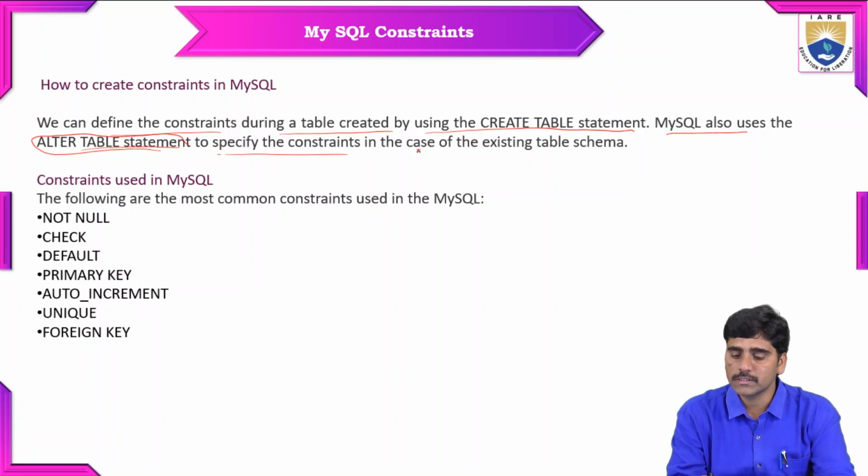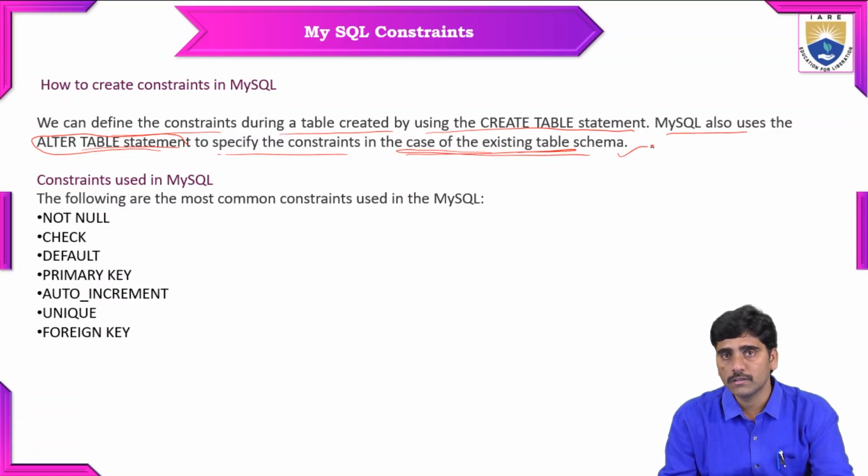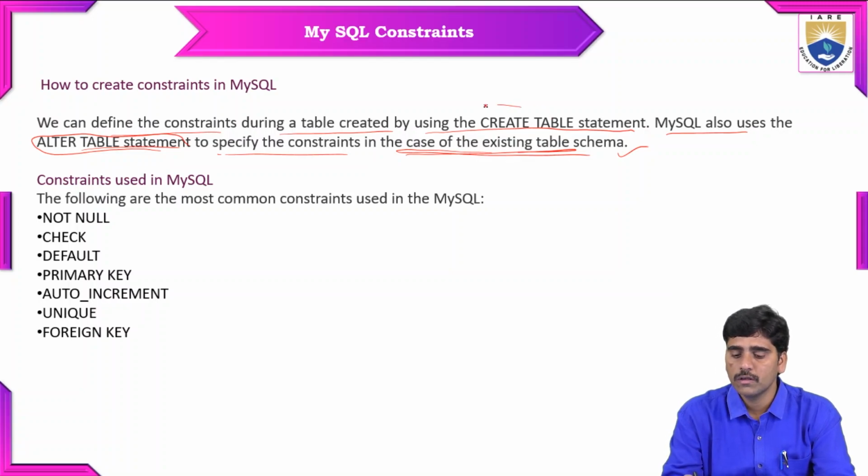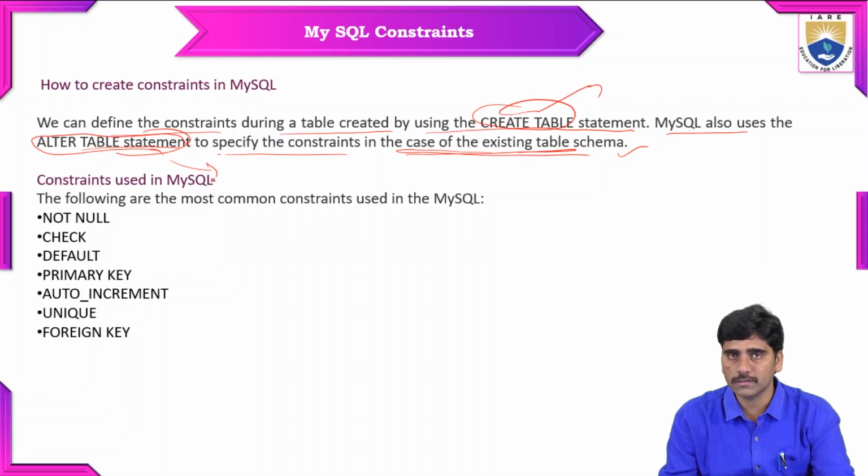This applies in the case of an existing table schema. So you can apply constraints during creation of the table as well as through the alter table statement. In these two ways you can create the constraints.